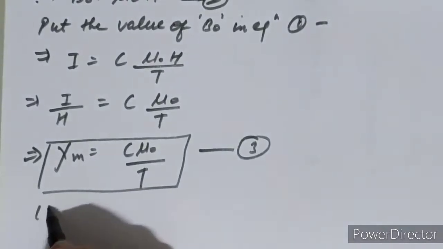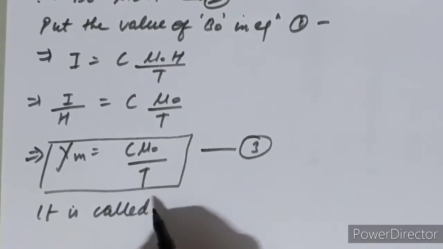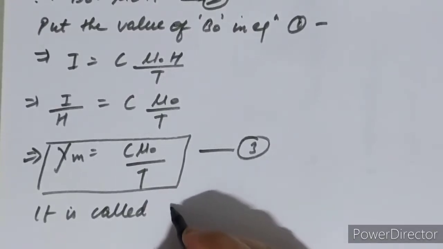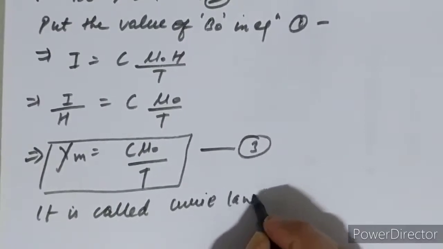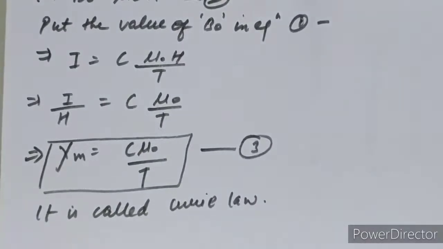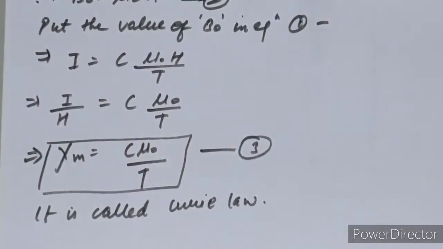And it is called Curie law. Curie law. Okay, this one is a Curie law. Sometimes it is asked in the question, what is Curie law? So Curie law is there in the paramagnetic material.